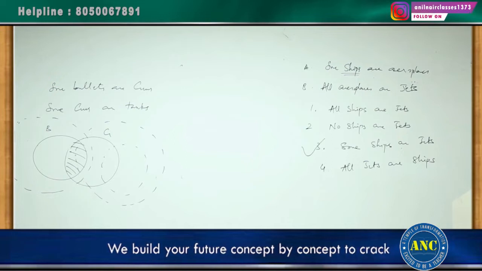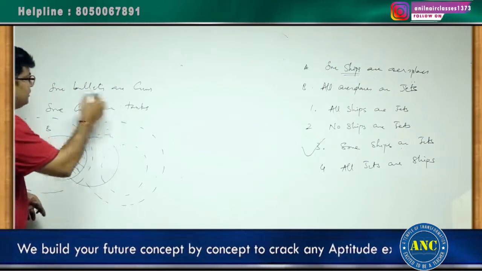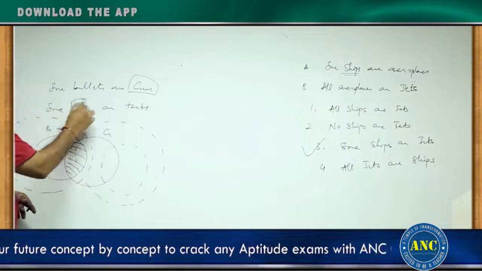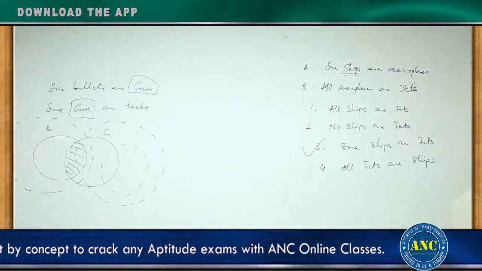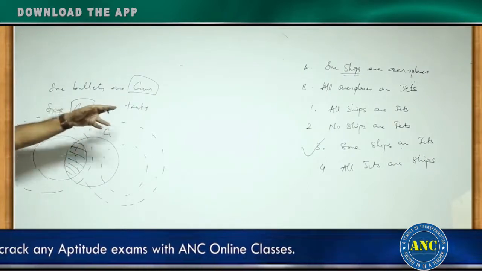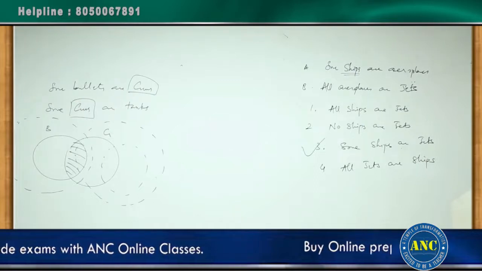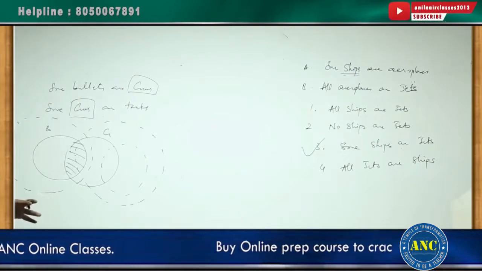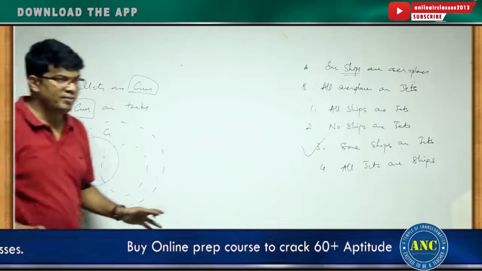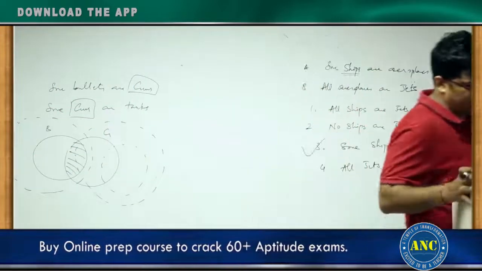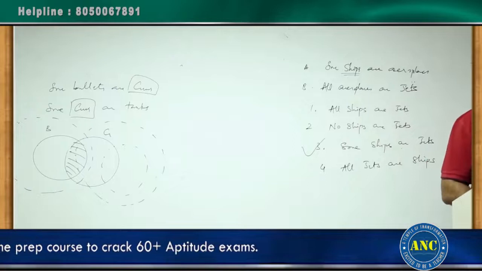So we will not even worry, because in some bullets are guns, your middle term is guns, which is not distributed. So there is no sense in having a conclusive statement between bullets and tanks. No conclusion can be drawn. Period. Are we making sense? Everyone? Good.